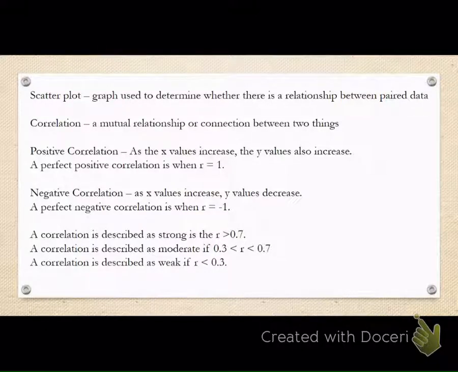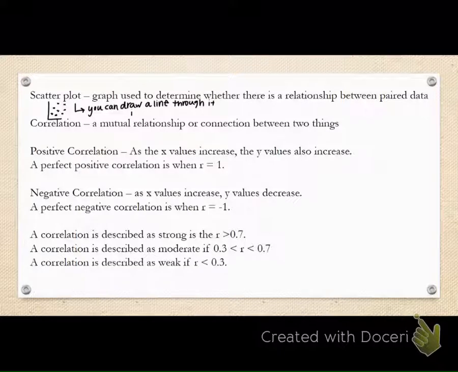All right. So scatter plots, a graph used to determine whether there is a relationship between paired data. A scatter plot is any data that has just points randomly around. And with scatter plots, you can draw a line through it. Today's the 25th, sorry. And it is known as the line of best fit.